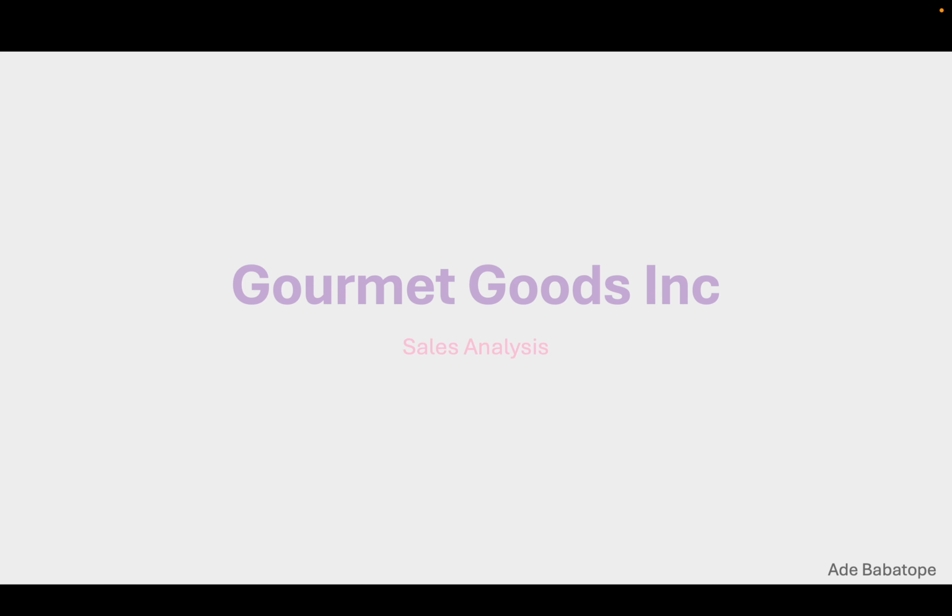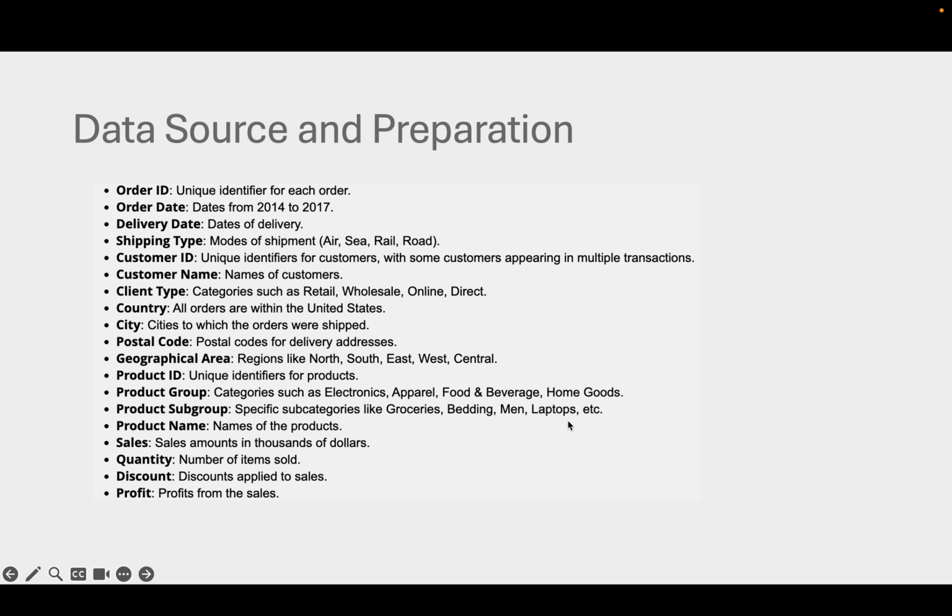I'll be walking you through the Government Goods Incorporated sales analysis. Today we'll be looking at an overview of the data source used for the analysis, walk through the dashboard, talk about key insights and observations, and provide some additional information. So let's get started.